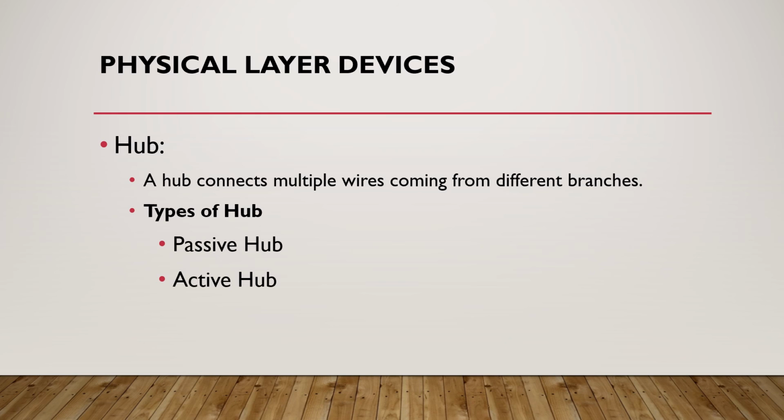Second one is active hub. These are the hubs which have their own power supply and can clean, boost and relay the signal along the network. It serves both as repeater as well as wiring center. These are used to extend maximum distance between nodes. So these are the two devices which are used by physical layer.